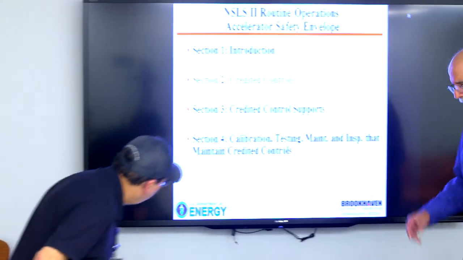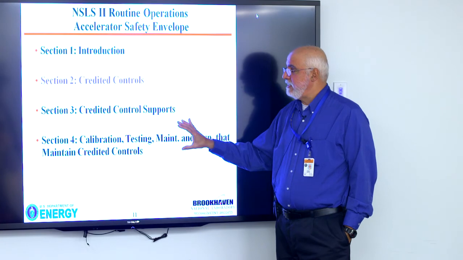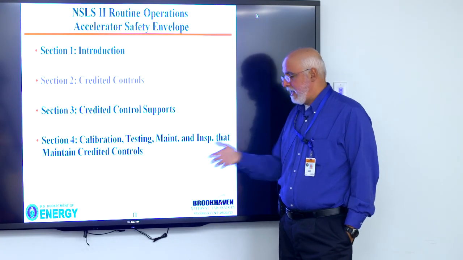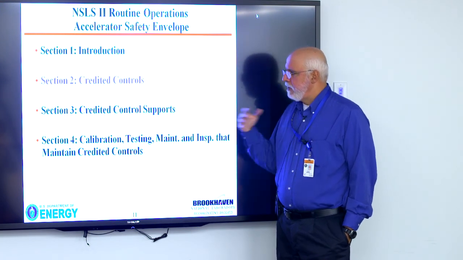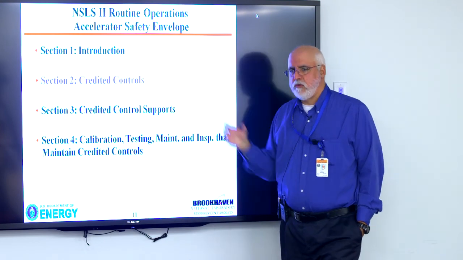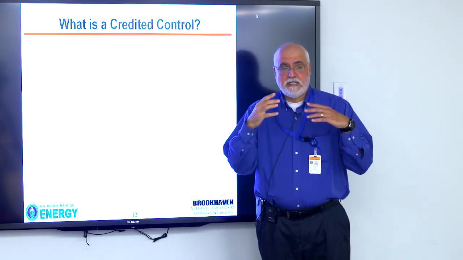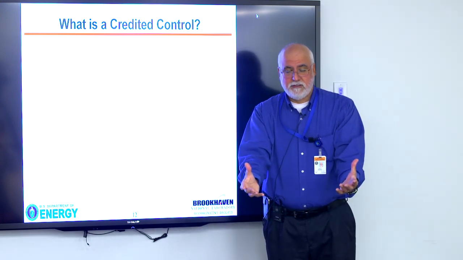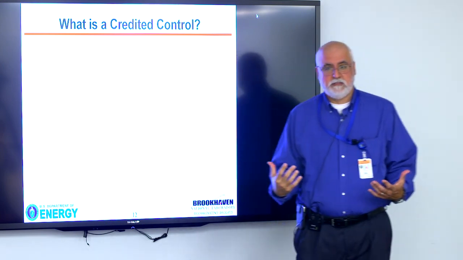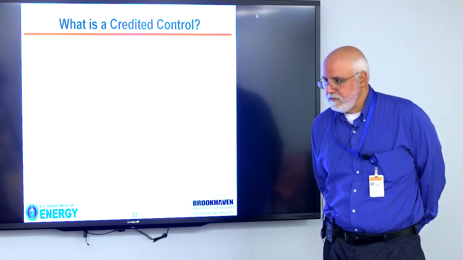Okay, the ACE. Again, it's only about 5 pages, broken down into these 4 sections: intro, credited controls, supports, and calibration and testing, maintenance, etc. Our talk is going to touch upon the other ones, but we're focused on the credited controls. So what is a credited control? This is the interaction part. What do you guys think a credited control is? What does that mean to you, especially to people at the beamline? What do you think of as your credited controls?